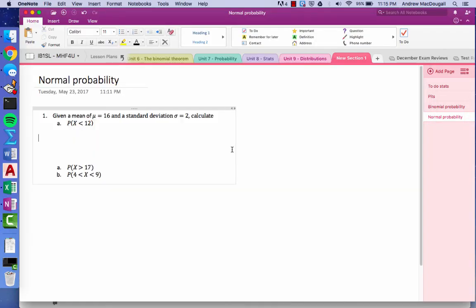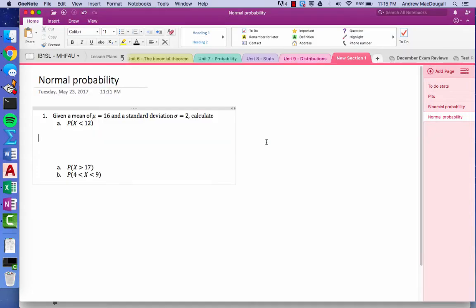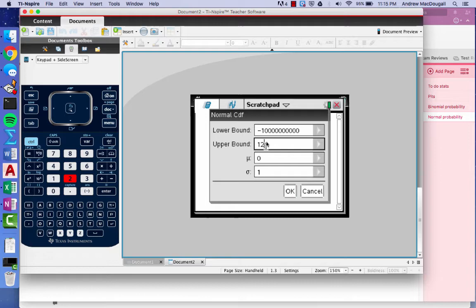Okay, so we want the probability that x is less than 12. So really the lower bound should be negative infinity. Remember, this is a tail that goes on forever to the left, but we can't put negative infinity in our calculator. So you can see it actually preloads negative 9 times 10 to the 999, which is essentially negative infinity for our purposes. It's a very huge negative number. You could replace that with negative like 10, whatever, if you wanted. Our upper bound, we're going up to 12. So we want to fill in 12.